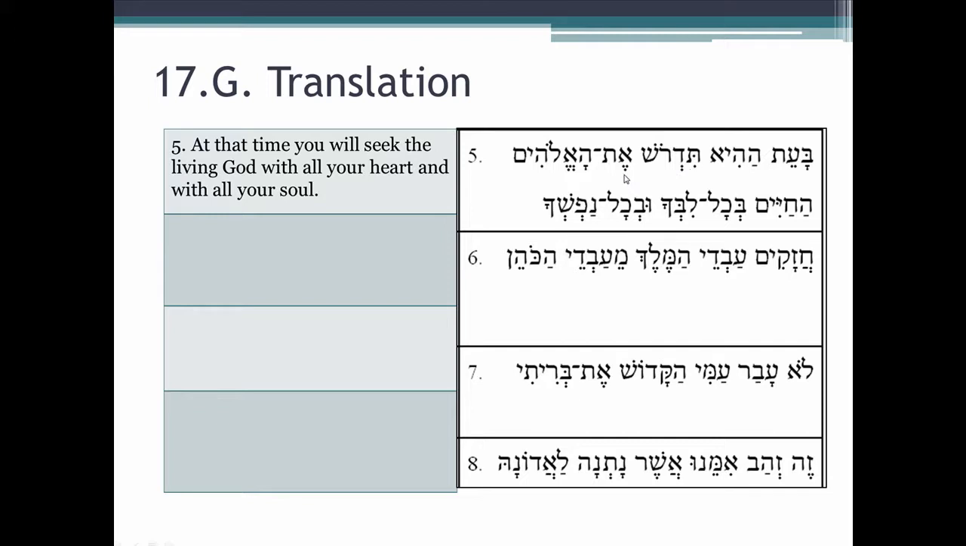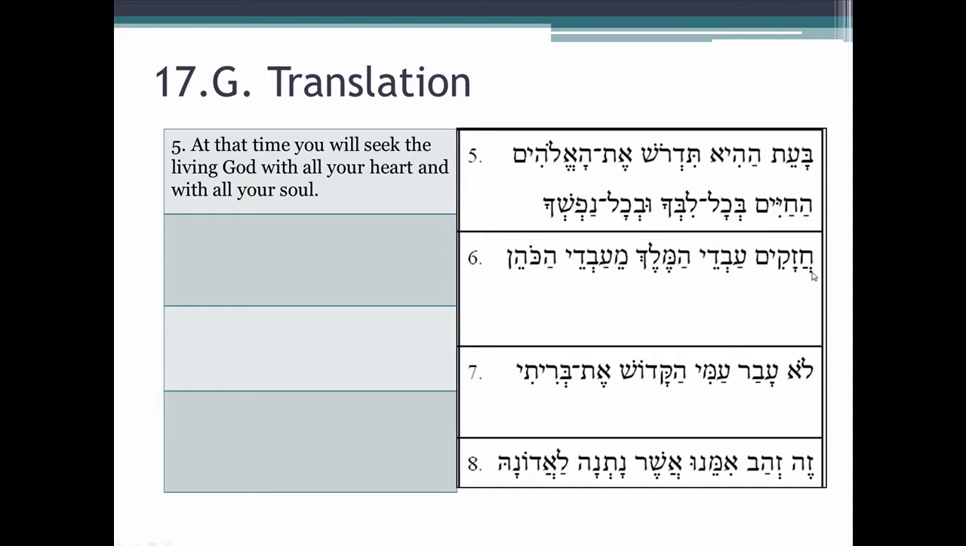Seek what? What's the direct object? Et ha'elohim. You will seek God or gods, but then we have an adjective. Hachayim. Again, we have agreement in gender, number, and definiteness. So the living God or the living gods, but again in context, biblically, this is going to be you will seek the living God. Bekol levavcha, with all your heart. There's our noun with a suffix, with all your heart. And then there's our conjunction, and with all your soul. Again, the rest of it's pretty much straight vocabulary.